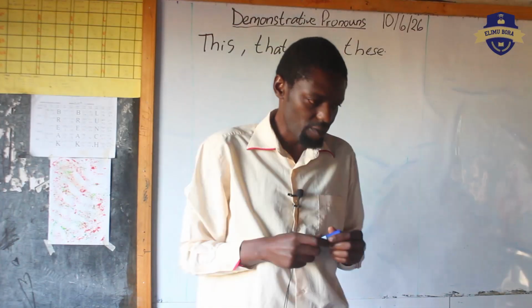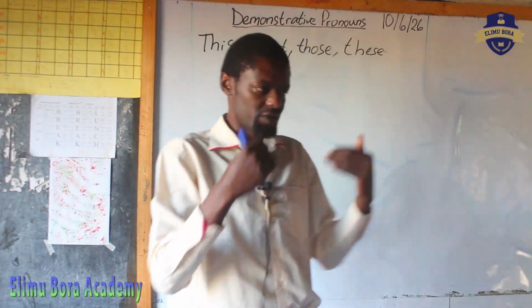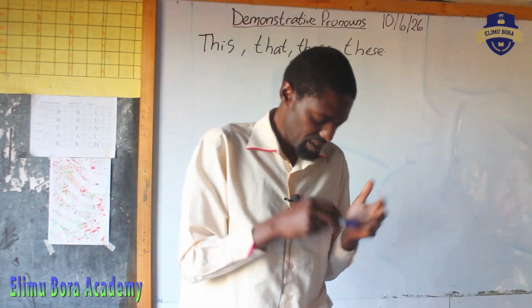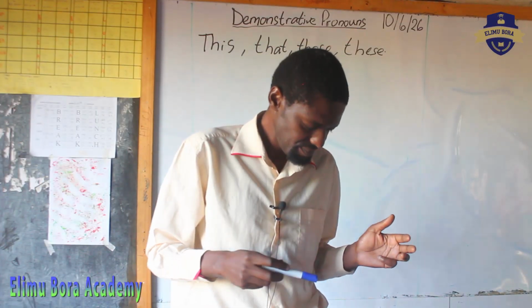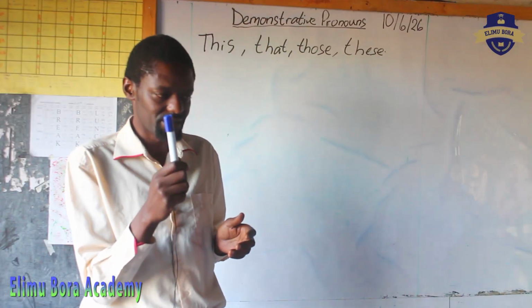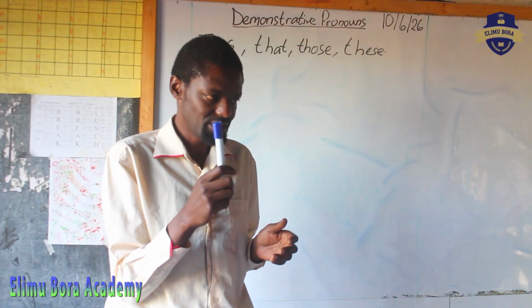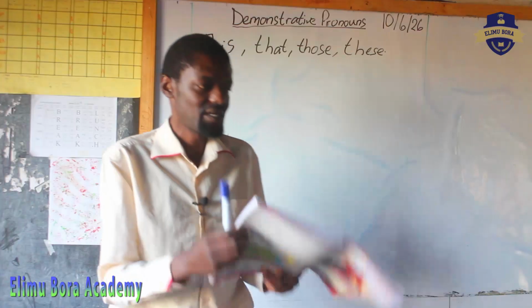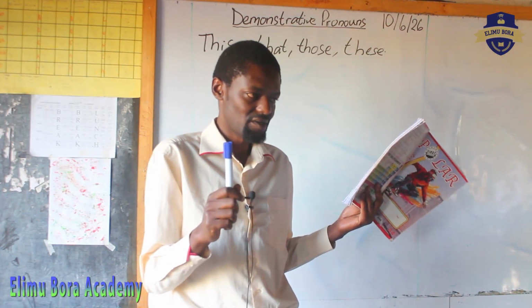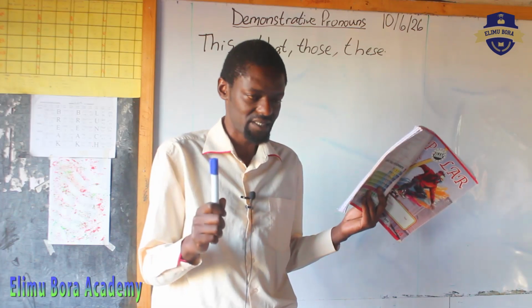So whenever you're trying to point out something that is close or something right where you are, you use this and these. Okay? This is my pen. Okay? These are my learning instruments, or in my case, my teaching instruments.